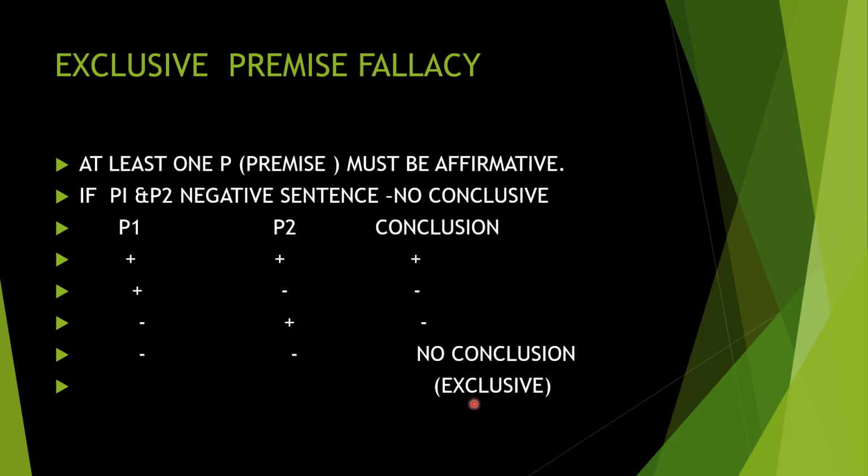That is what we call exclusive premise fallacy. If both the sentences are negative, then there is no conclusion. Understood? If that is premise 1 and premise 2, either any one of them should be positive. If it is not positive, if both are negative, then there is no conclusion, and we call it exclusive premise fallacy.